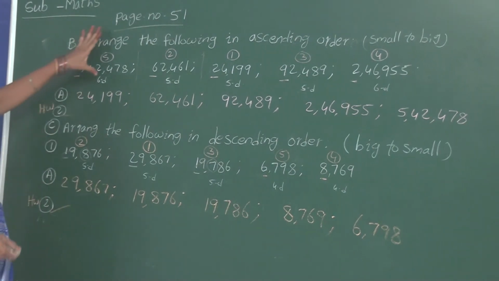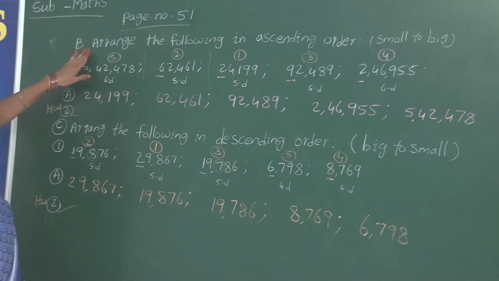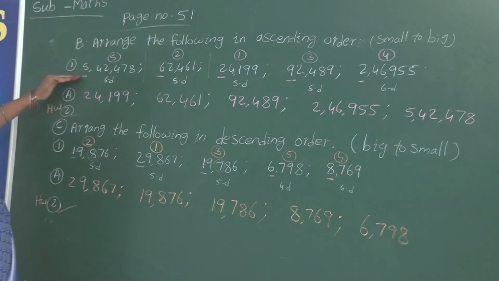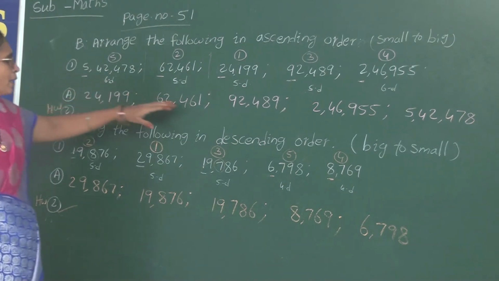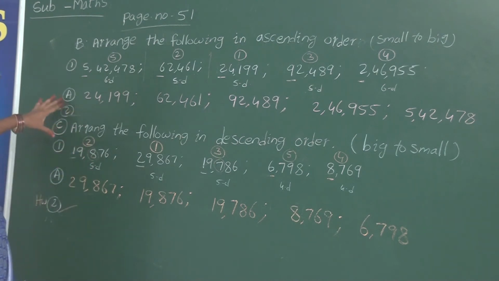So first of all, see page number 51. In the B Roman, the second Roman, the first question is given to you. You write that answer in the notebook and do it once again. Afterwards you can do the second question as homework. I will explain this in the next class.